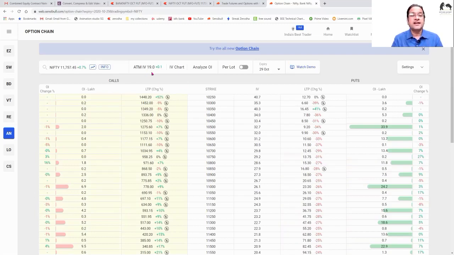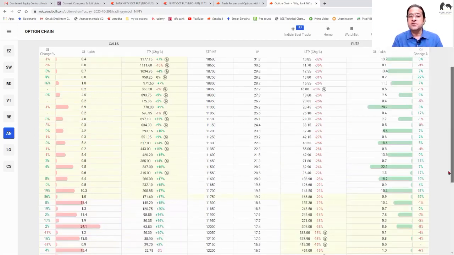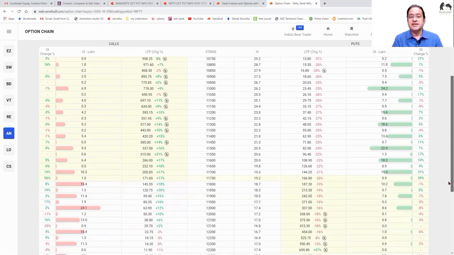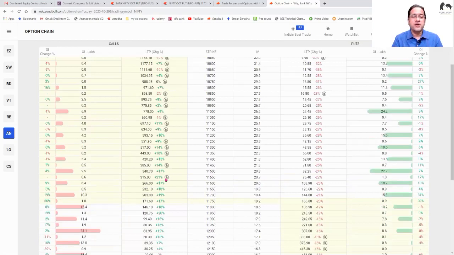It's at 19 currently, and this is how it looks. This is the overall average IV, implied volatility, as we can see. So currently this is the implied volatility, and in fact this is a very good tool.